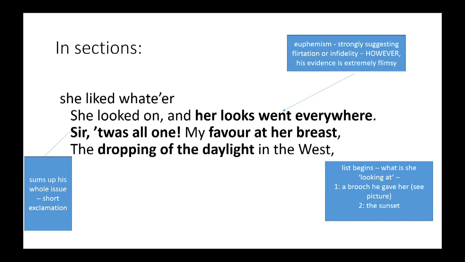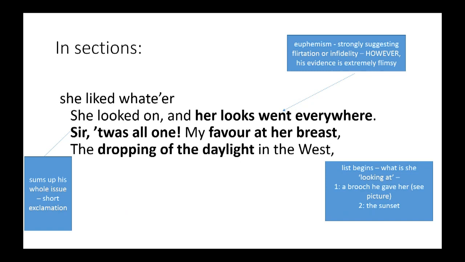She liked whate'er she looked on, and her looks went everywhere. See how "her looks went everywhere" is another form of euphemism. The Duke suggesting, or maybe it's not euphemistic. You know, is she flirting? Is she committing infidelity? There's no evidence for that. Her looks went everywhere might just mean she's interested in everything around her.